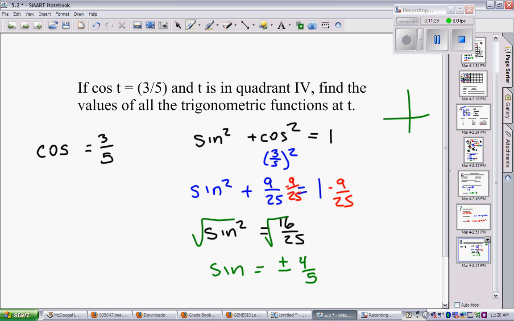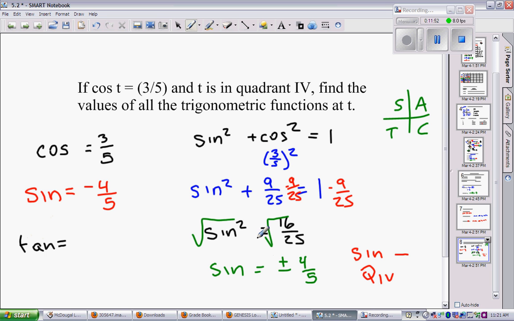We're in quadrant 4. All students take calculus. Sine has to be negative in quadrant 4. So we get sine as a negative 4/5. Then we can use tangent being sine over cosine. Negative 4 over 5 divided by 3 over 5. Flip the bottom one and multiply. So the tangent is negative 4/3.